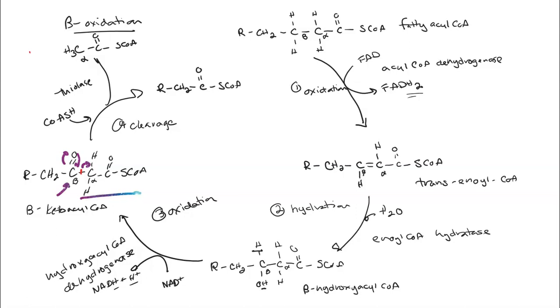Even though this isn't actually the beta, it was originally the beta carbon, but now it's the new carbonyl carbon, and the one next to it is the alpha, and the one next to that is the beta. So this is minus 2 carbons.